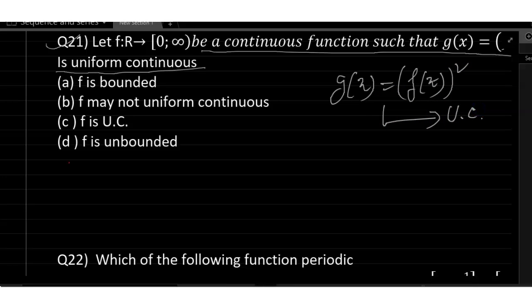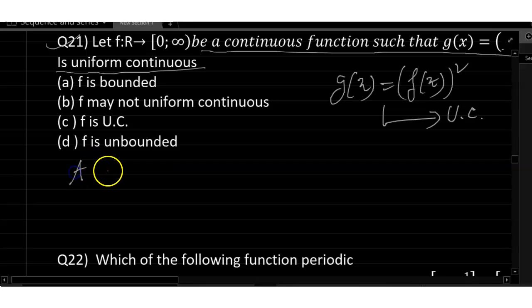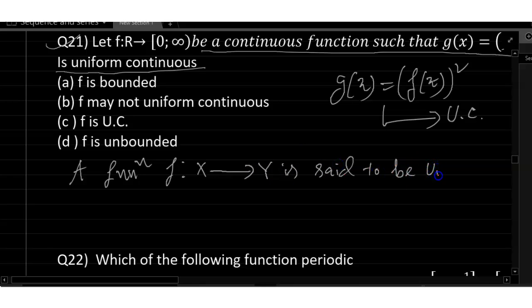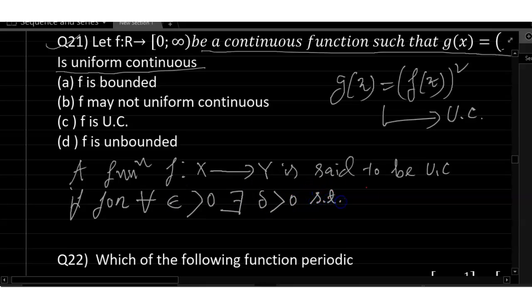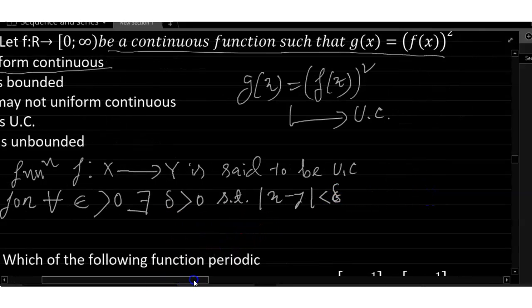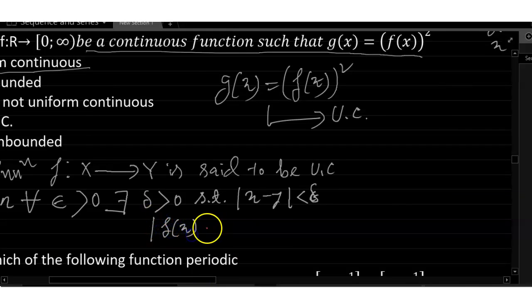Uniform continuity formula: a function f from x to y is said to be uniformly continuous if for all epsilon greater than 0 there exists delta greater than 0 such that mod of x minus y less than delta implies mod of f(x) minus f(y) less than epsilon.